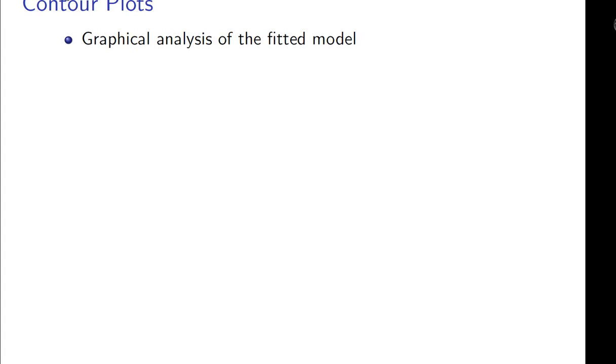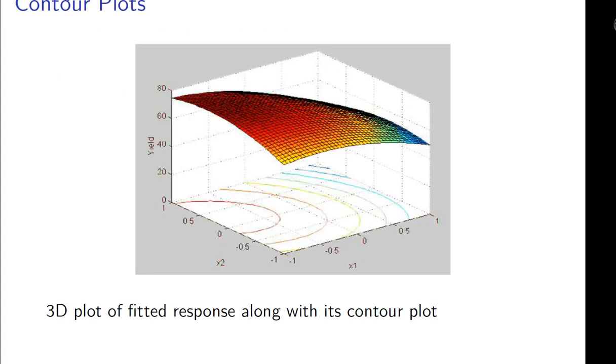I advocate using this as a procedure for inferring something about the properties in the same way that we've used box and whisker plots or scatter plots in classical experimental design. So they're graphical analysis of a fitted model. You can see something about the range of the response values by looking at a set of contours.